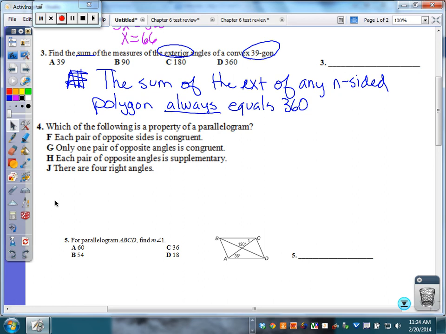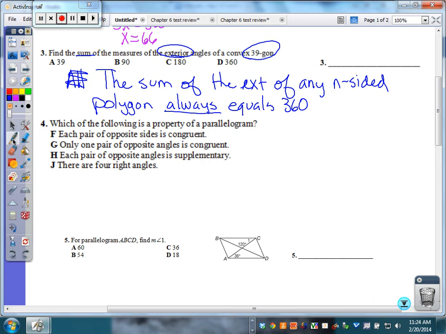Now, which of the following is a property of the parallelogram? Each pair of opposite sides is congruent. Check. Only one pair of opposite angles is congruent. No. Each pair of opposite angles is supplementary. Yes. And there are 4 right angles. I'm sorry, I read that wrong. Hang on one second.